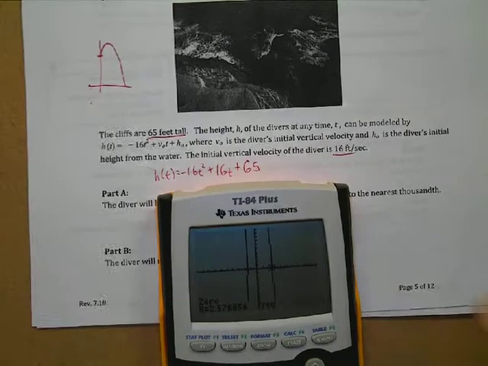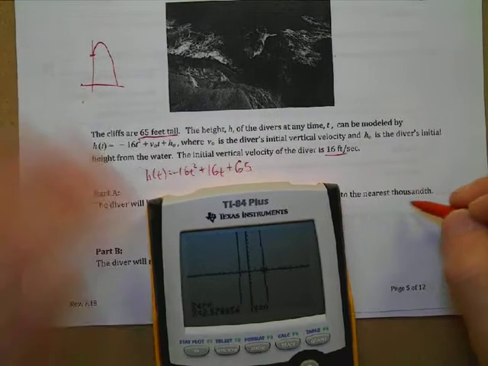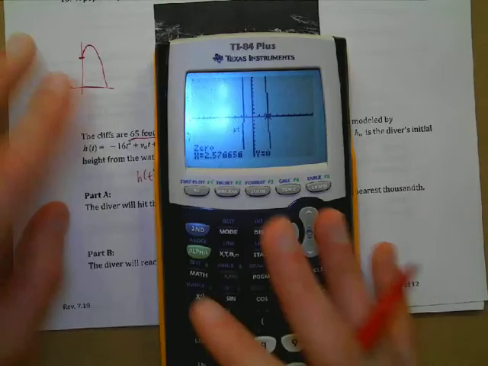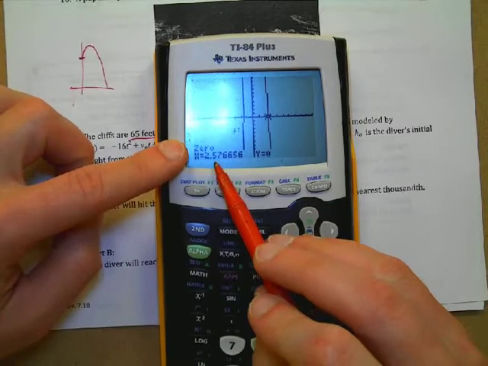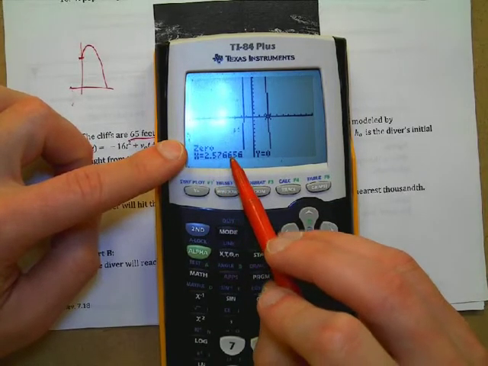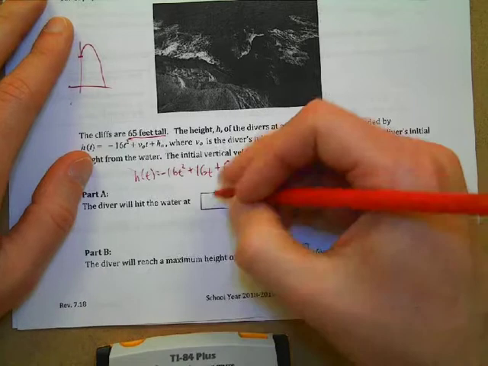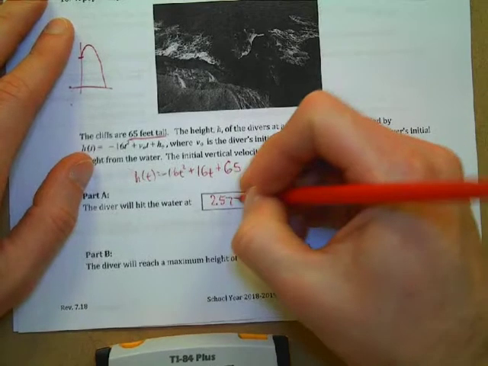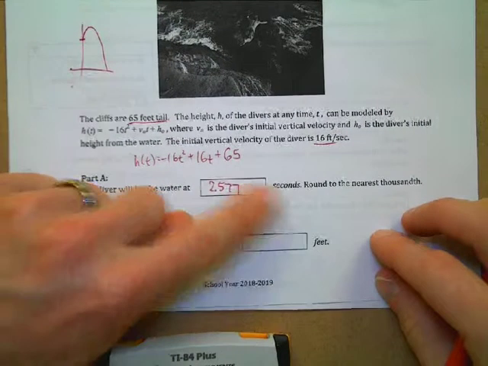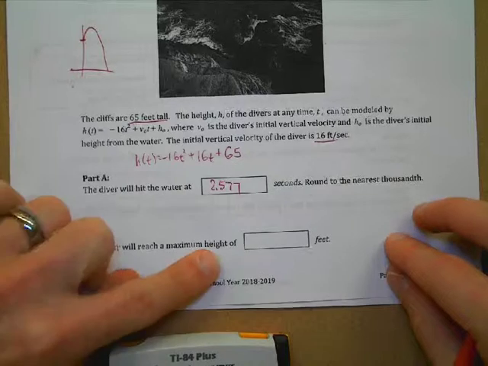2.576656. Now it says round to the nearest thousandth, so that means I go to 3 decimal places. 0.577, because the 6 would round up there. So 2.577 seconds, right? You don't have to put the word seconds in, it's already there. The diver will reach a maximum height of blank feet.